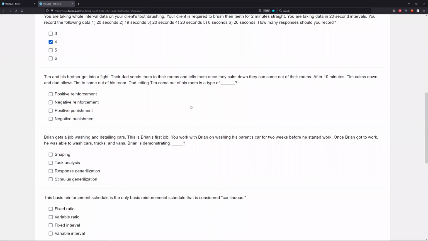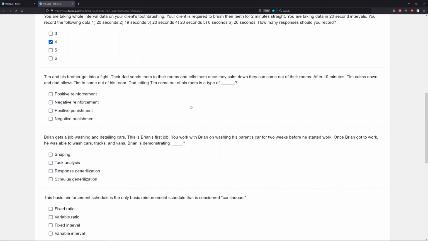Tim and his brother get into a fight. Their dad sends them to their rooms and tells them once they calm down, they can come out of their rooms. After 10 minutes, Tim calms down and Dad allows Tim to come out of his room. Dad letting Tim come out of his room is a type of what?